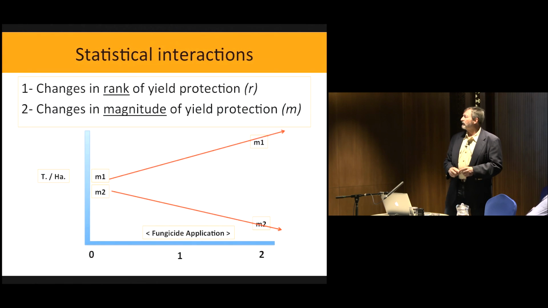And this is what we would expect to see if there's a change in magnitude. Under a zero treatment effect, one variety will be ranked better than the other variety, but the magnitude of difference at a different treatment level will be much wider. So again, 2 ways to think about statistical interactions: changes in rank or changes in magnitude.